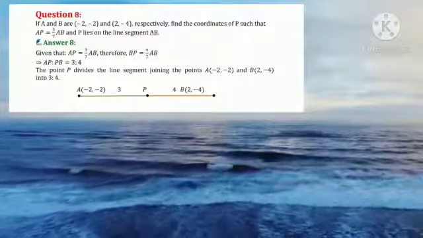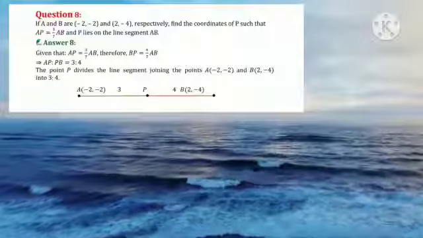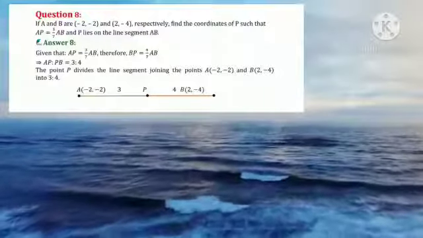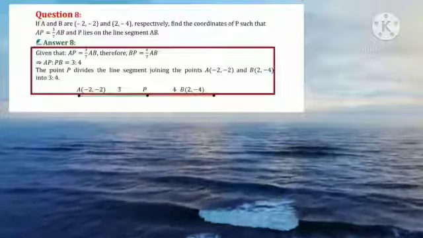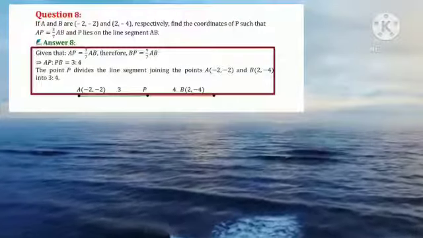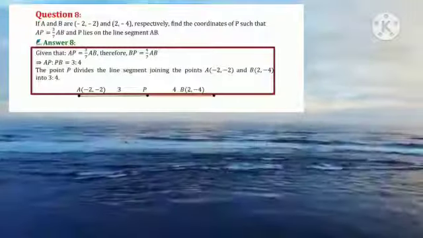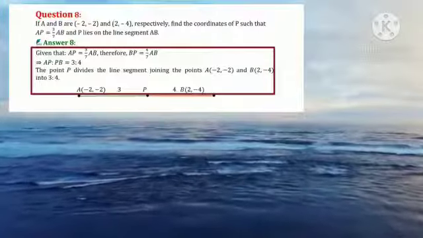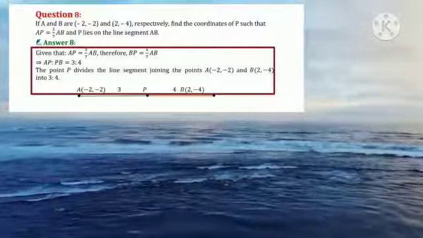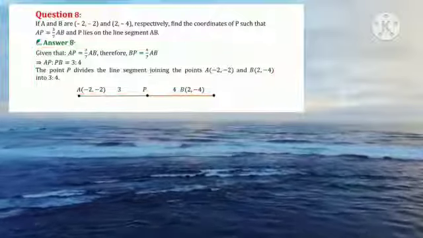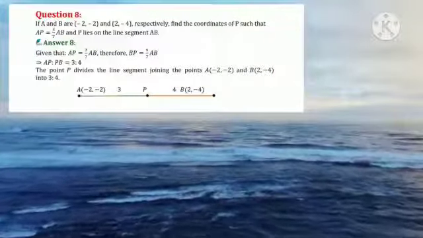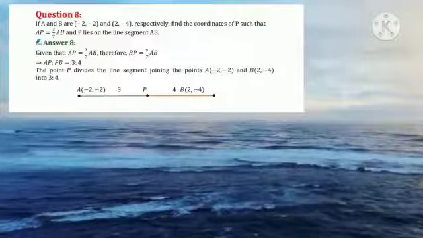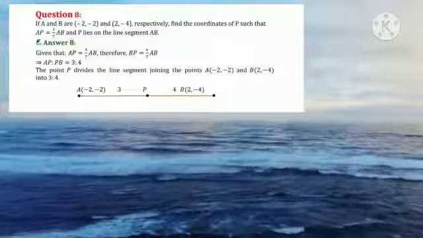Dear students, it is given that P lies on AB such that AP equals 3/7 of AB. Then it is obvious that PB will be 4/7 of AB. This implies AP is to PB is 3:4, or we can say that P divides AB in the ratio 3:4. So we have got the value of m1 as 3 and m2 as 4.